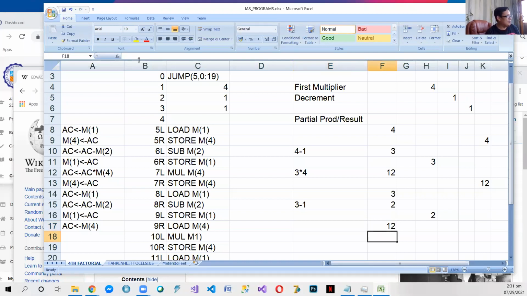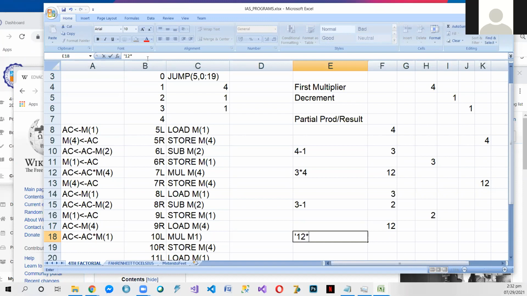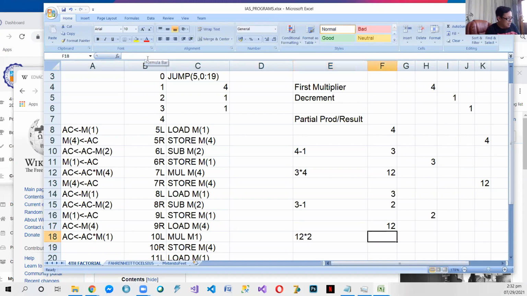Mul M1. We don't have a mul M1 yet, we have mul M4, so we'll just change this. Mul M1 means multiply AC with M1. So AC is now 12. What's M1? 2. Okay, good. So AC becomes 24. Do you follow?